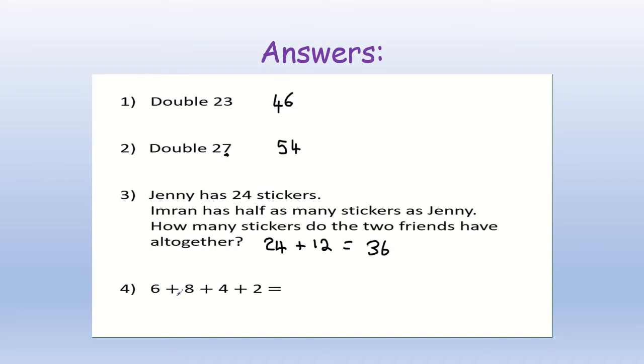And 6 add 8, add 4 add 2. Well, 8 and 2 are a number bond, and 6 and 4 are a number bond. So it's easy. The answer is 20. I'm sure you got these 4 right. Well done.